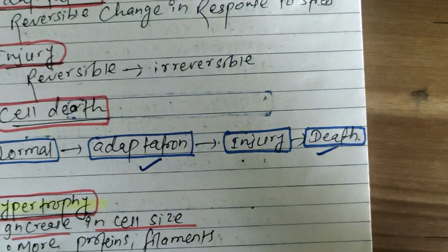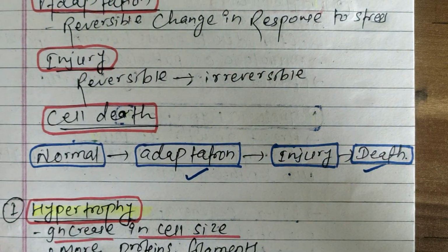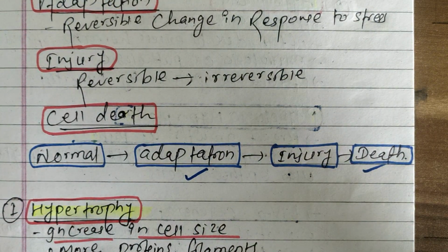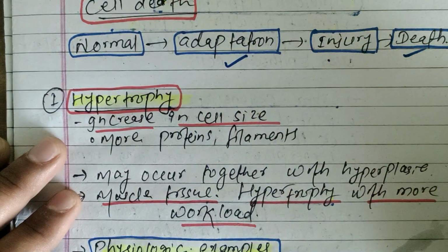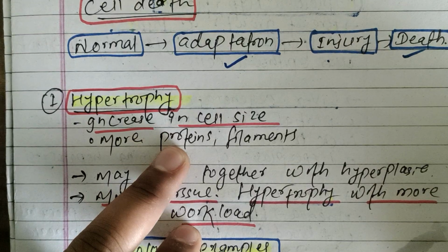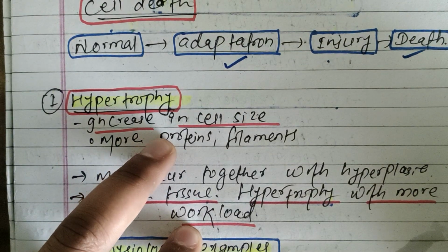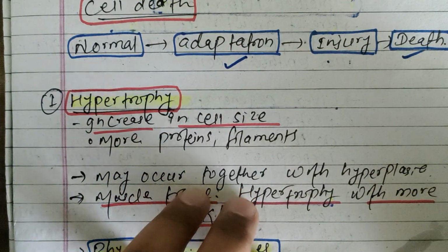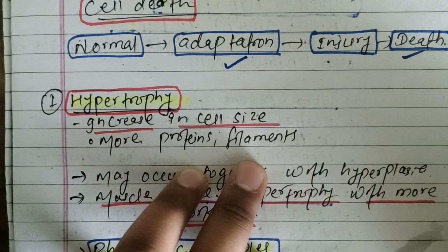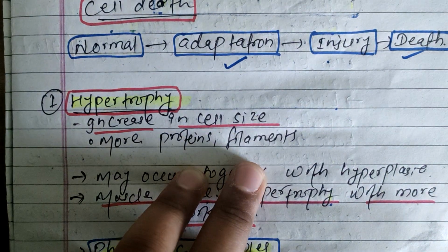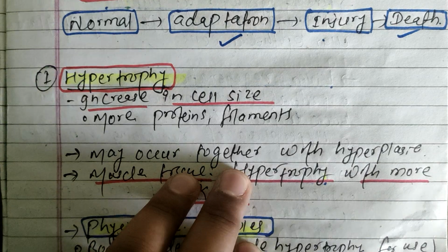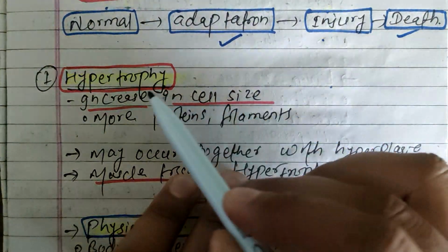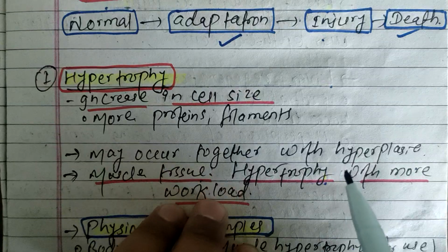Now there are different types of cellular adaptations. First we are going to talk about hypertrophy. We should know the definition of hypertrophy. In hypertrophy there is an increase in the cell size. Why? Because more proteins or filaments increase in the hypertrophied cells, so there is an increase in cell size. It may occur together with hyperplasia. Hyperplasia is the increase in cell number, and hypertrophy is the increase in cell size.